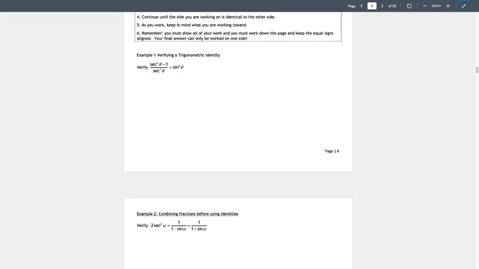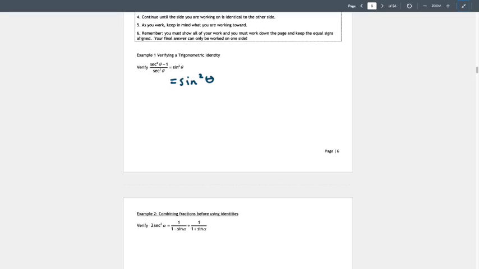So what we're going to do is, all the way down, you'll keep writing sine squared theta on the right-hand side. On the left, you're just going to work it to make it look the way you want it to look. Okay, so in this first one, I need to try to make this look like sine squared theta.